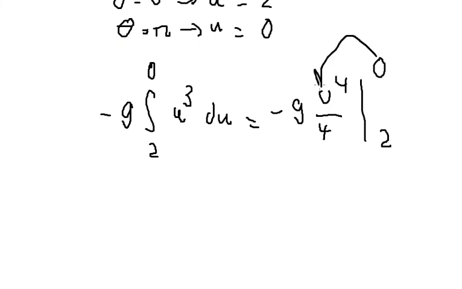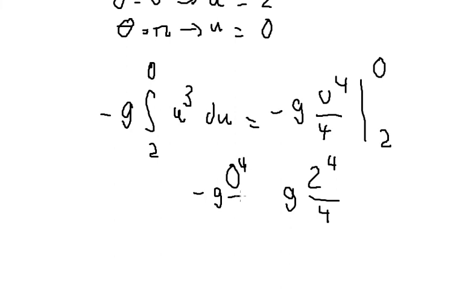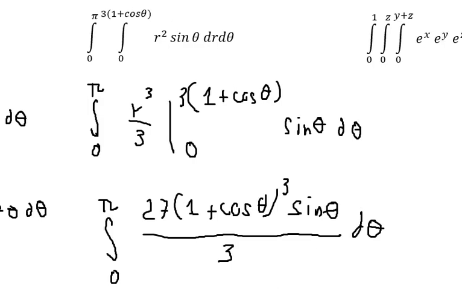So we put 0 in here and 2 in here, because this is the bottom, a negative with another negative gives a positive. And we have 2 to the power of 4 over 4, and for the bottom, negative 0 to the power of 4 over 4, plus this one. So we calculate and we get the final answer, that's about 36, and this is the final answer. Now let's go to the last one.